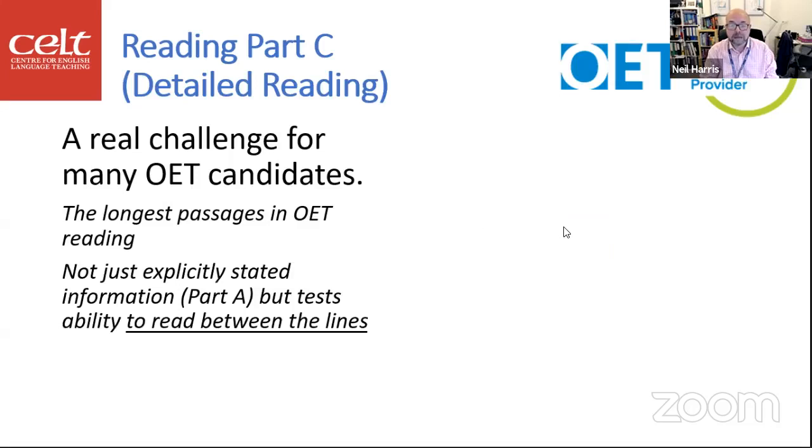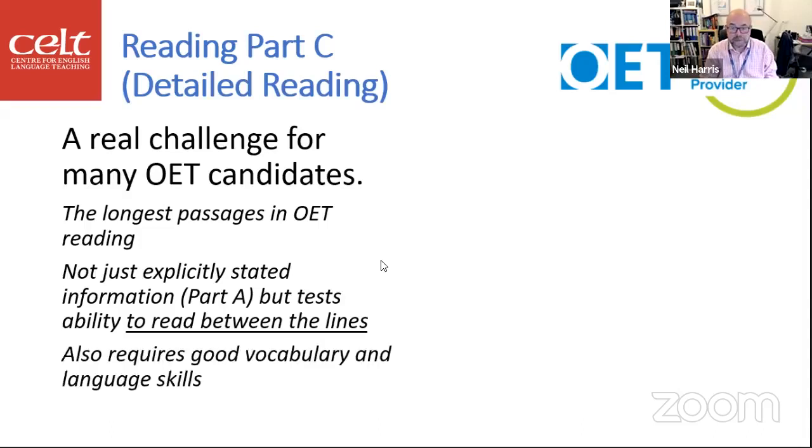And unlike the other part of the test, it requires you not only to work with what is explicitly stated. So if we think about reading A, we're looking for specific words and phrases that we can take directly from the text. But also, and this is really important, it does require from you good vocabulary and good grammar. In other words, your language skills really do get tested in reading Part C.